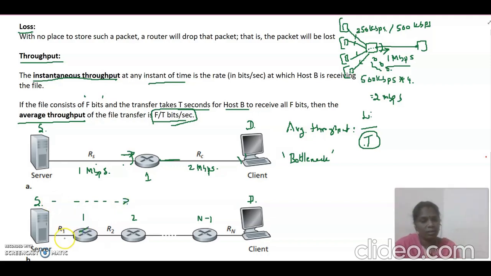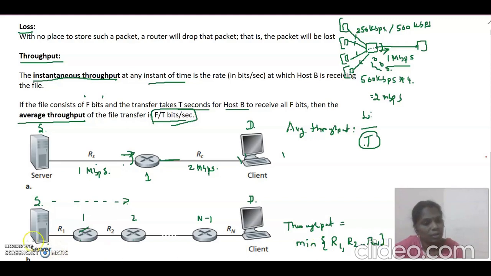Now here, n links are there. The server is connected with the first router, the first link. Router 1 is connected with router 2, the second link, and so on, and the n minus 1th router is connected with the destination. Totally it passes through n links. So the average throughput is nothing but the minimum capacity of these links. It's not possible to inject the data beyond the capacity of the bottleneck link. So, the minimum of the capacity of link R1, capacity of link R2, up to capacity of link Rn.